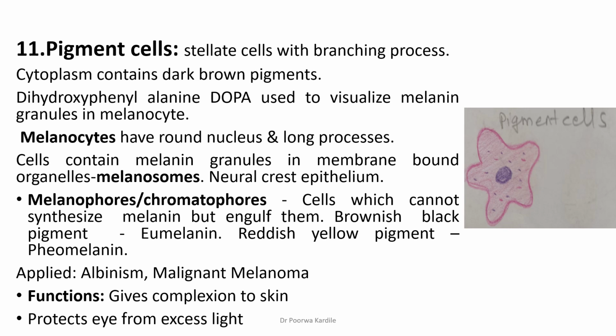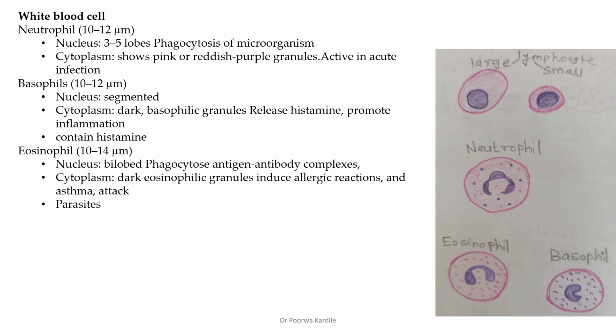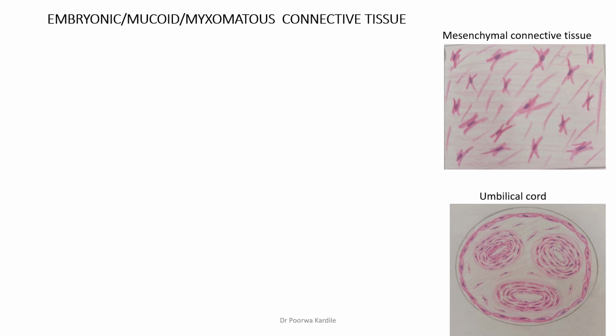The white blood cells include neutrophils, basophils, eosinophils and lymphocytes, and we have seen monocytes also in earlier diagrams. You remember the classification of connective tissue as discussed in earlier slides. Connective tissue is classified broadly into two groups: connective tissue proper and specialized variety. Connective tissue proper is further divided into embryonic variety and adult variety. Embryonic is divided into mesenchymal variety and mucoid variety.